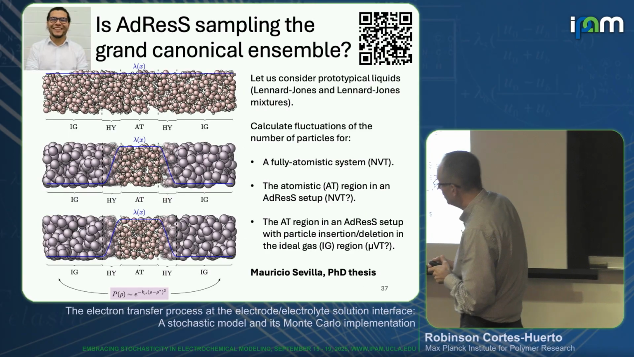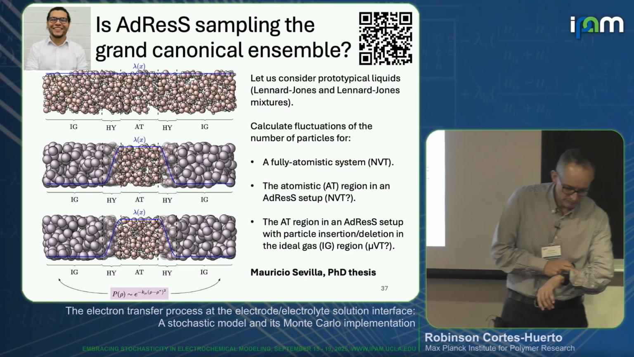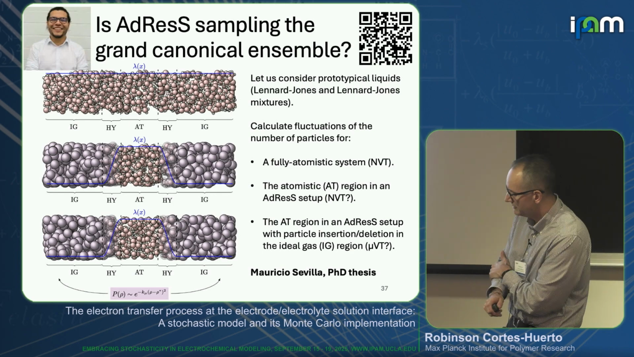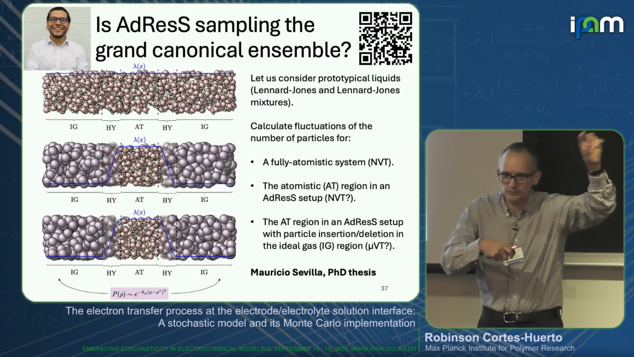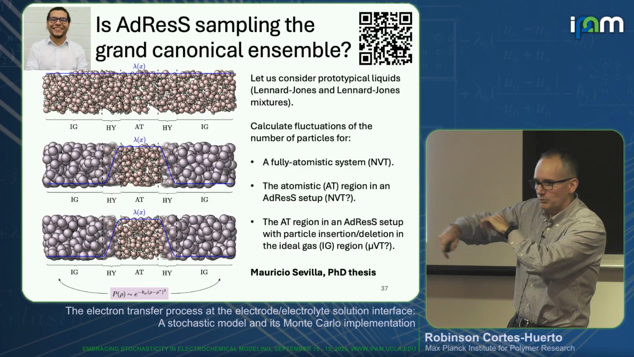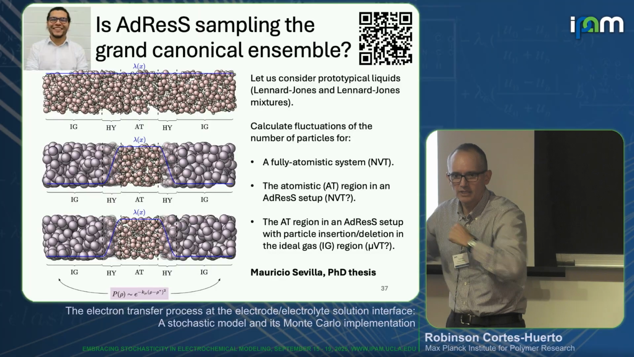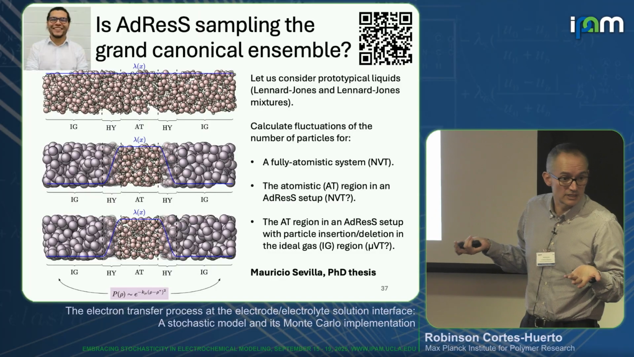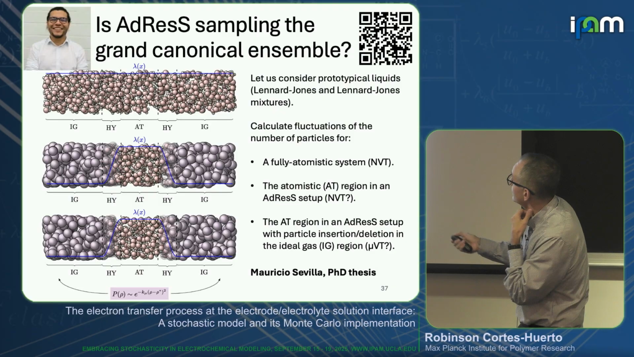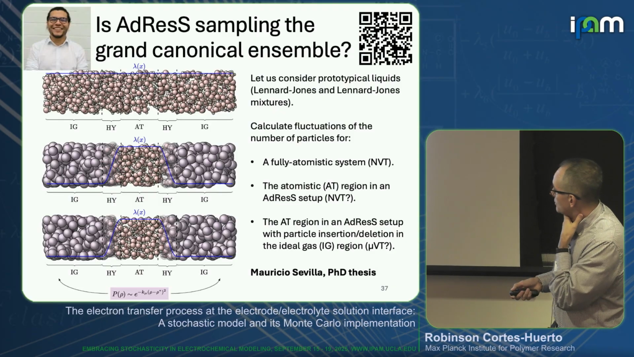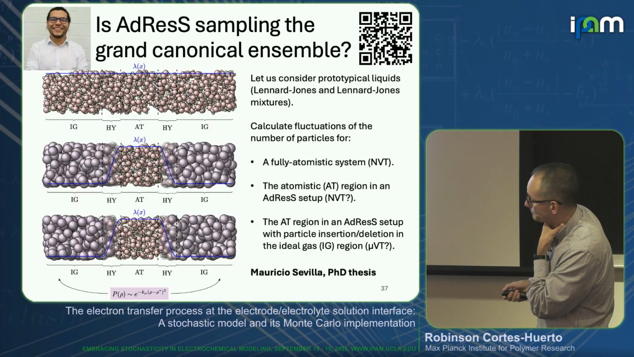Okay, so now in the last few minutes that I have, we want to prove that this method is actually sampling the grand canonical ensemble, because we assumed this from the equations that you saw, and we found a nice correspondence with the chemical potential, but we don't know if we are really sampling the grand canonical ensemble. So we perform this exercise. This is part of Mauricio Sevilla's PhD thesis.